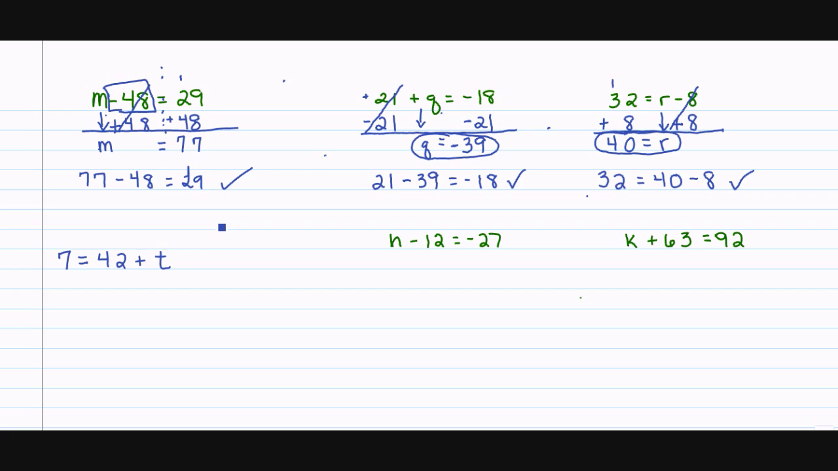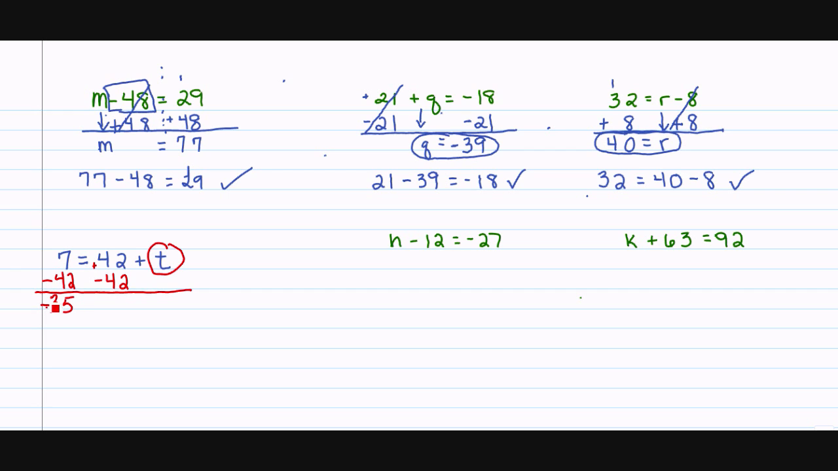7 equals 42 plus t. I have a positive 42. The reason I'm starting with the 42 and not the 7 is because I need to get the t all by itself. So I need to move whatever's on this side over to the other side of the equation. I do that by doing the opposite. The opposite of a positive 42 is a negative 42. And what I do to one side of the equation, I have to do to the other side of the equation. And 42 minus 7 is 35.